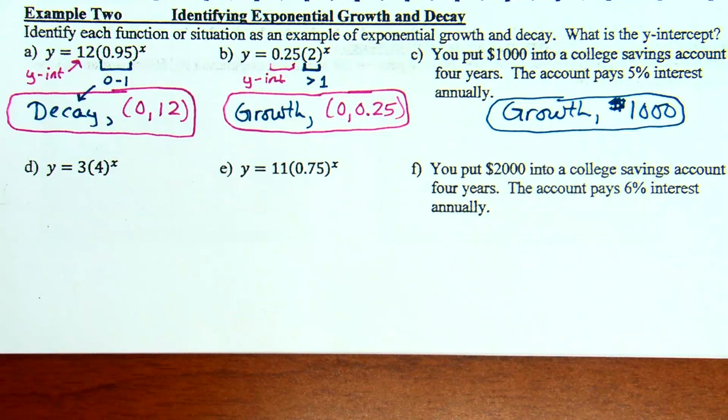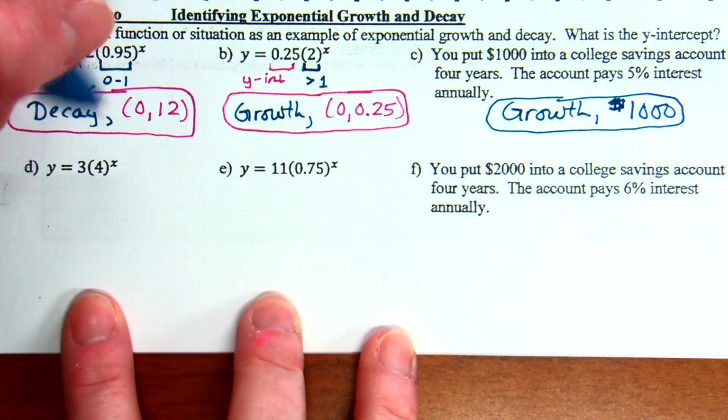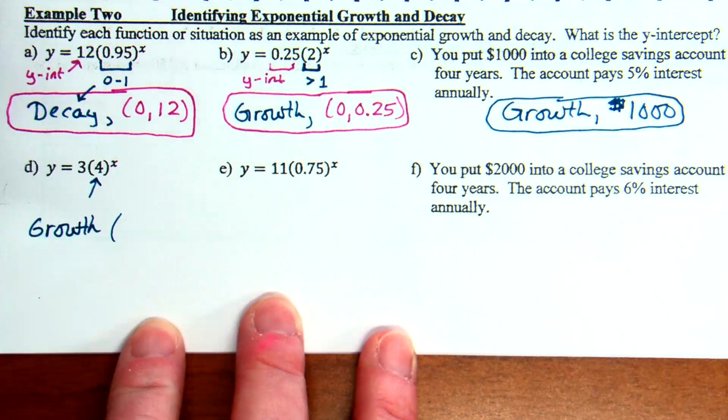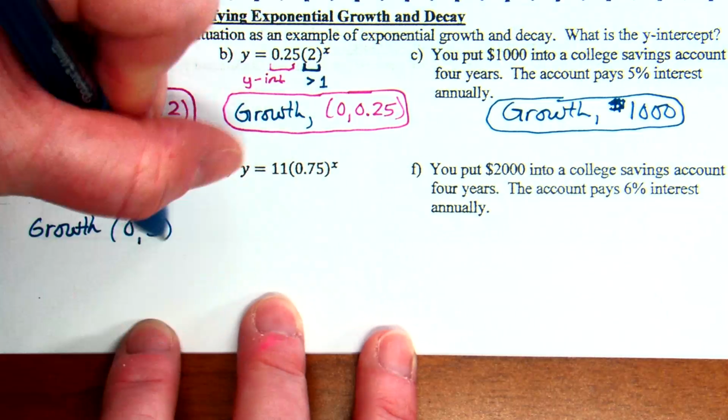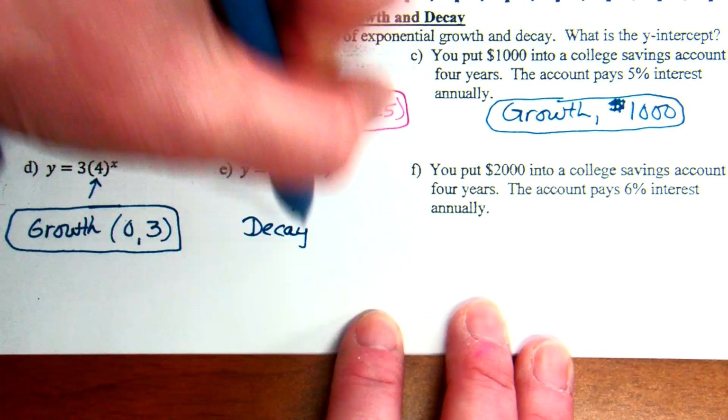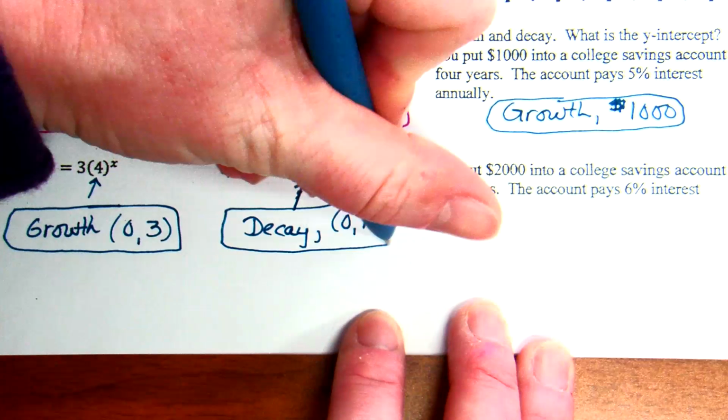D, growth or decay? Growth because 4 is greater than 1. Y-intercept? 0.3 because the A value is 3. Okay, E, growth or decay? Decay because that 0.75 is less than 1. It's between 0 and 1. Y-intercept? The 11, so 0, 11.